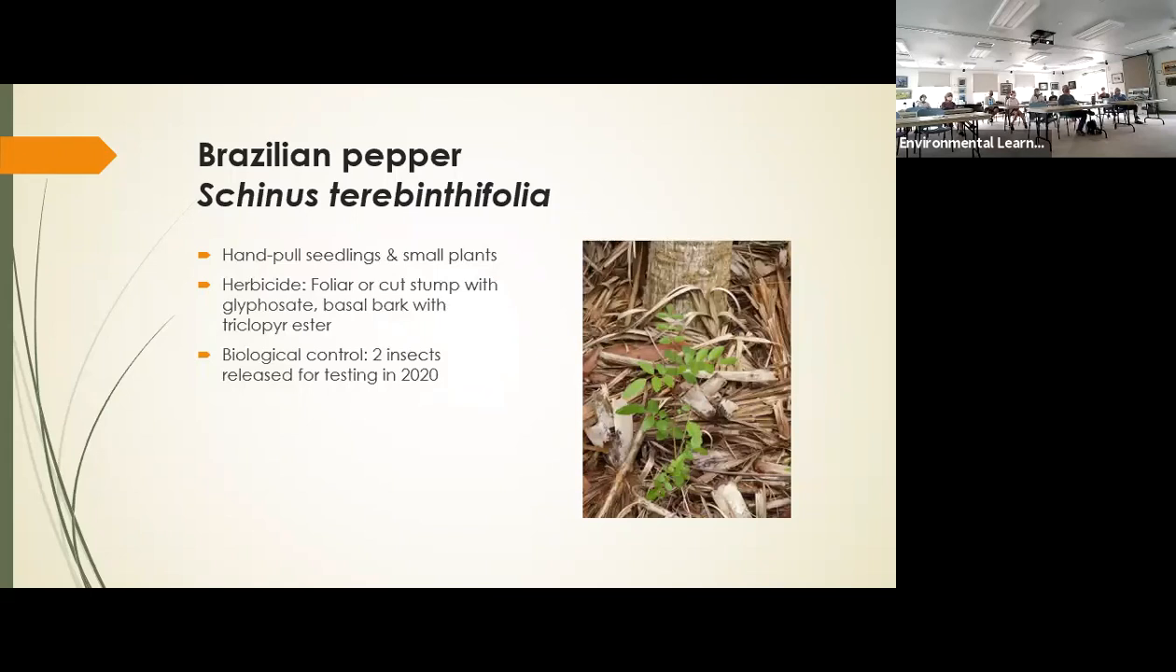Seedlings, hand pull them. When they're ankle high, knee high, maybe even hip high, they're pretty easy to pluck up. Herbicides do work well on them. And last year, 2 insects were released on rangelands for biocontrol, and we hope that those are going to turn out to be as effective as the air potato beetle.